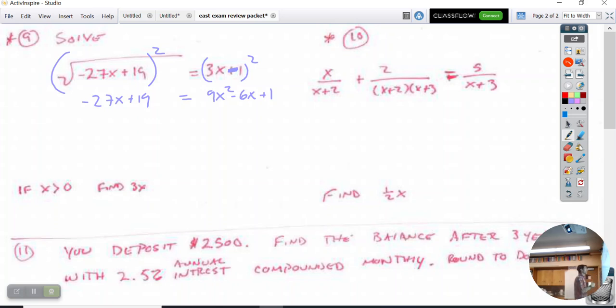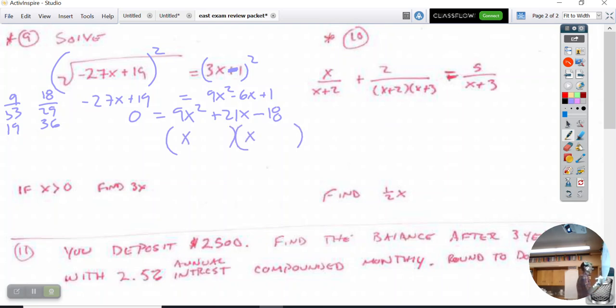So I'm going to add 27x and minus 19 on both sides. So I'll get 0 is equal to 9x squared plus 21x minus 18. And so to factor this, the factors of 9 are 3 and 3 most likely, or 9 and 1. The factors of 18, and I'm going to worry about that minus in a second, are 2 and 9 and 3 and 6. So when I'm doing my factoring, I know I'm going to have my x's here. I'm going to have one positive and then one negative to get my negative 18.